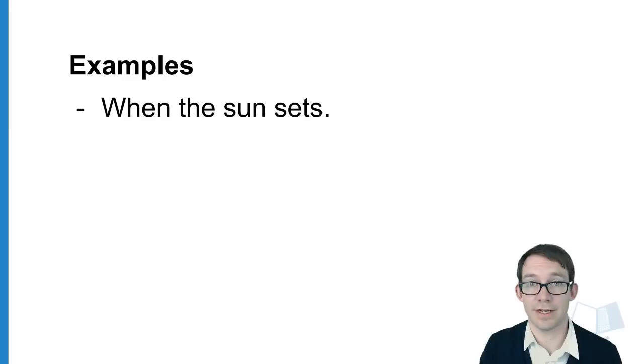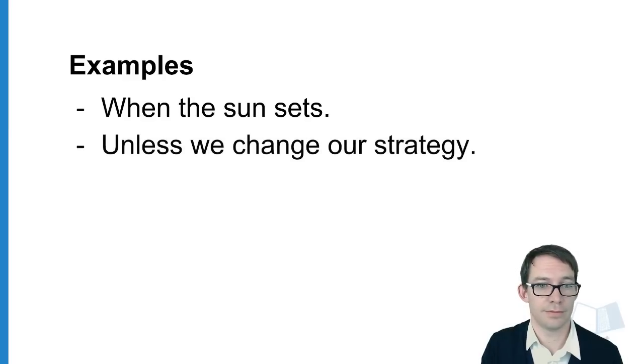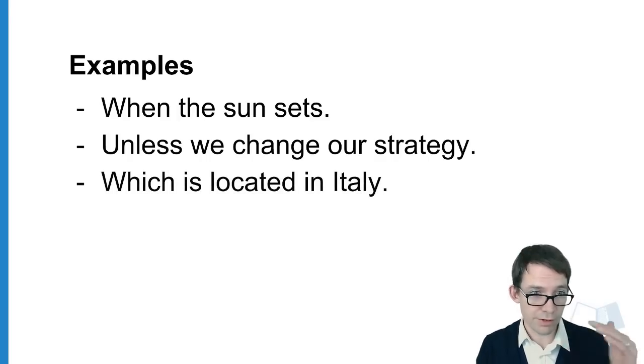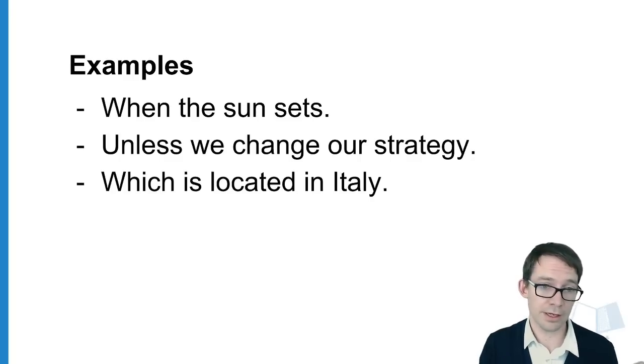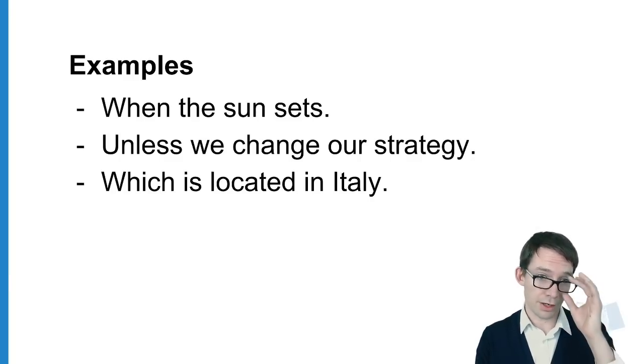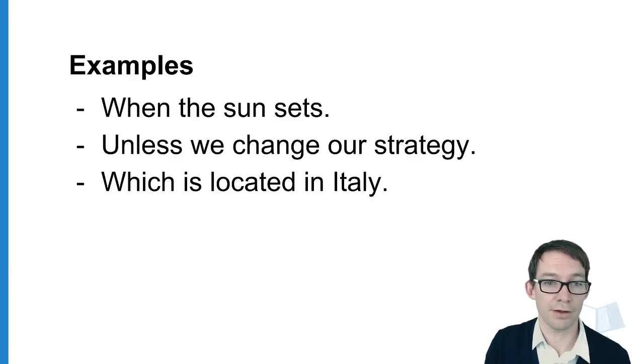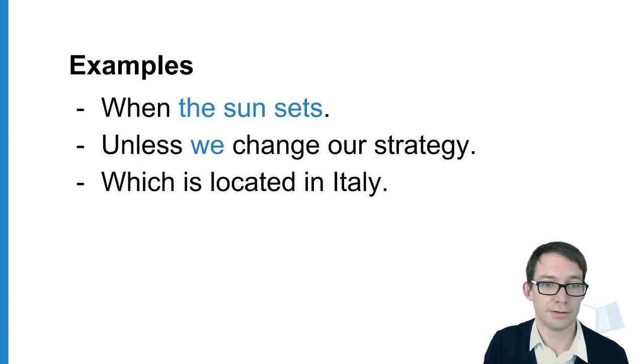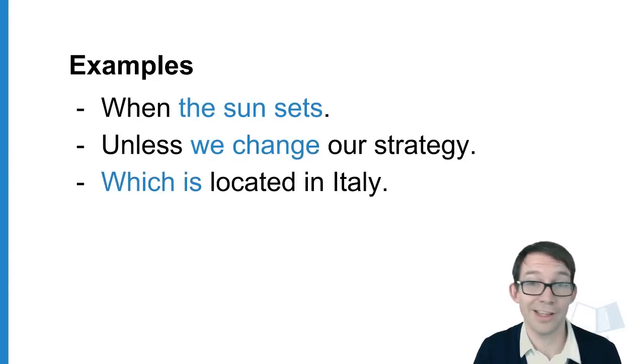When the sun sets, unless we change our strategy, and which is located in Italy. So all three of these are clauses. Like the other examples I showed you, they are clauses because they have subjects and verbs, right? The sun sets; we is the subject, and change is the verb. Which is the subject, and is is the verb.